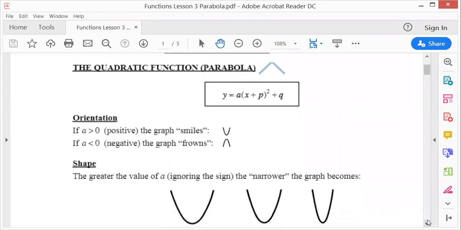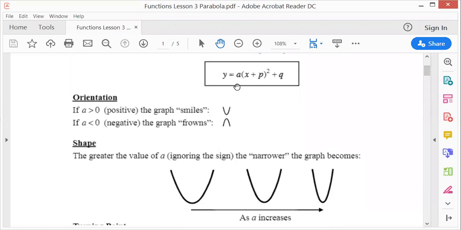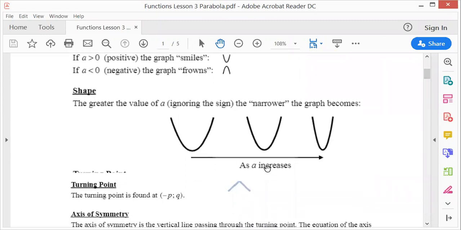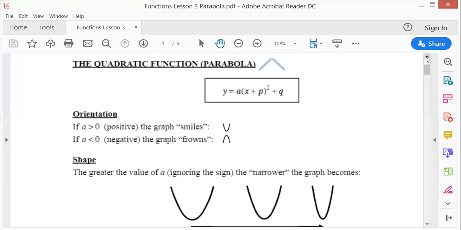So, first of all, some orientation. If this A value here is positive, then the graph will have what we call a smiling face. You remember from our exercise. It means the graph will have a minimum turning point. If A is negative, it will be a frowning face, or a graph with a maximum turning point. Very important: as A increases, the graph becomes more narrow. So if this A is getting bigger and bigger, the graph will become more narrow.